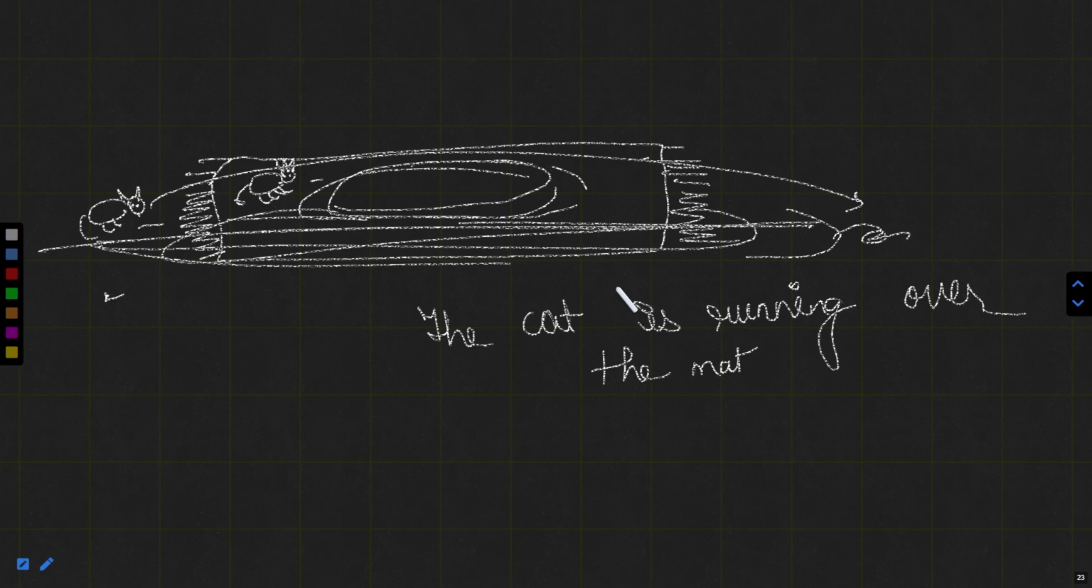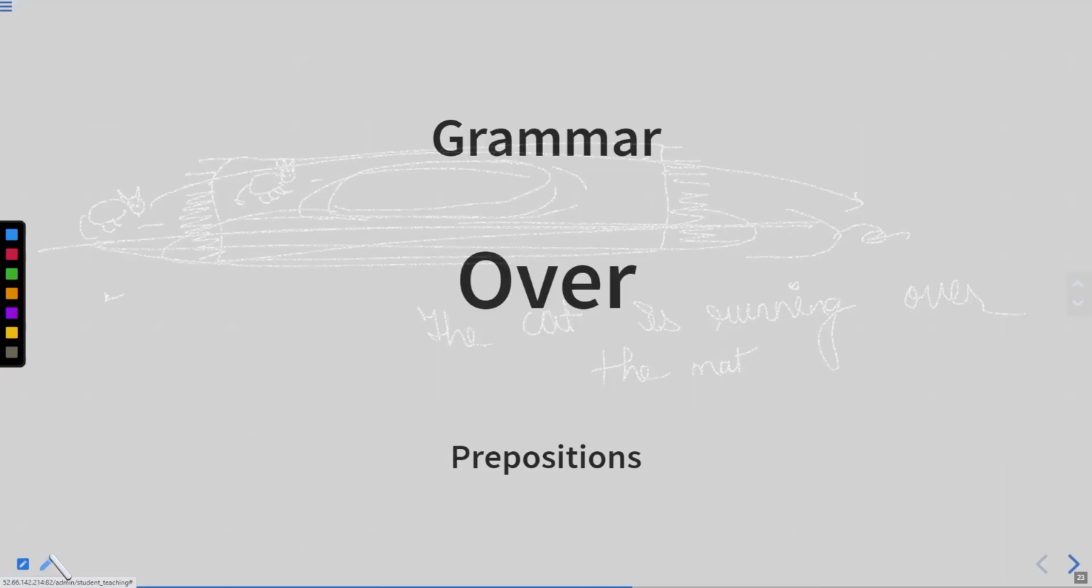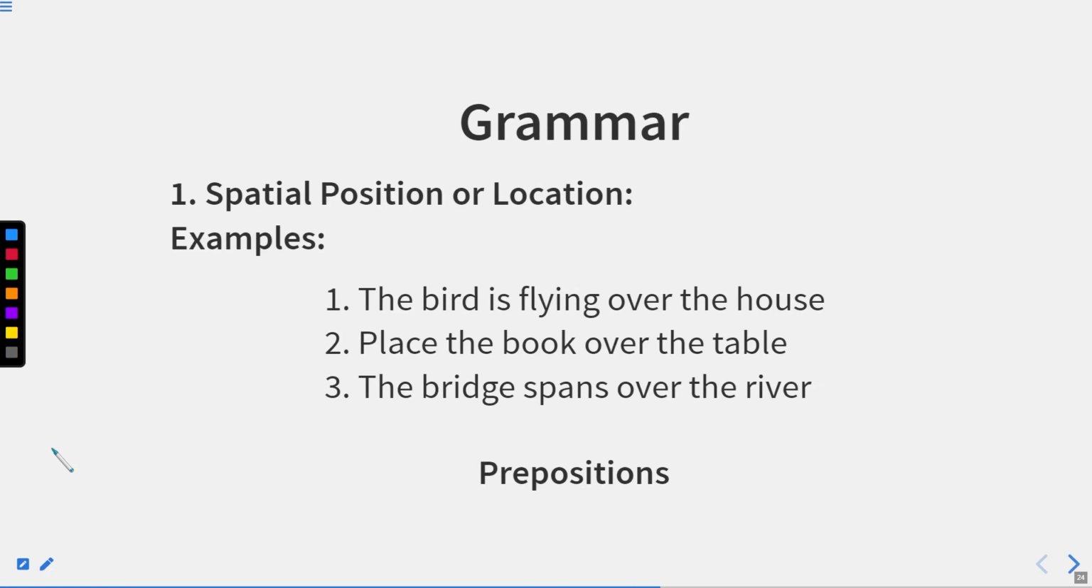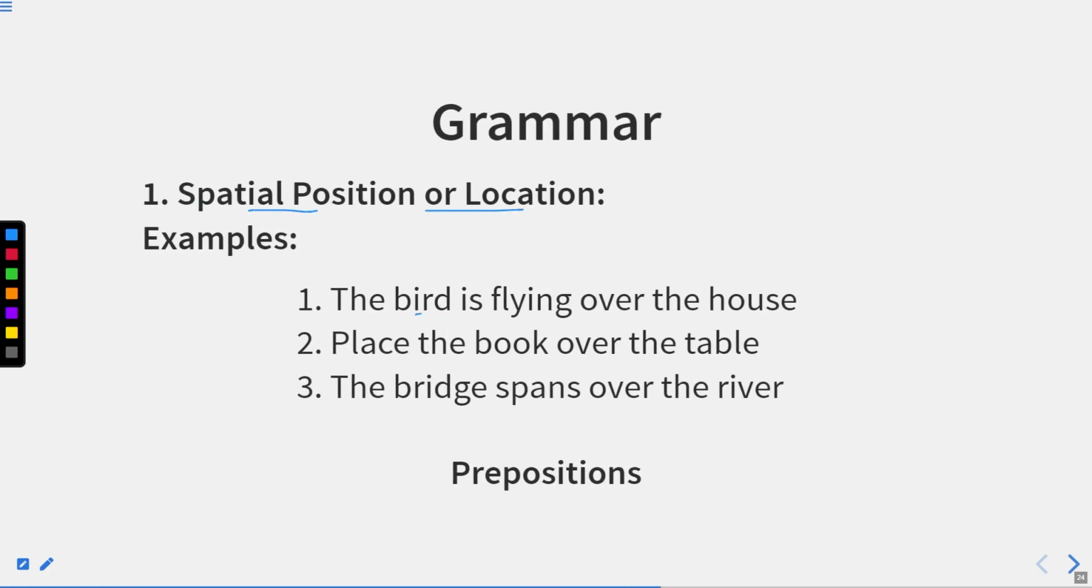Moreover, we can use the preposition over in some different cases as well. Let us discuss, then we'll discuss the difference between over and above. Spatial position or location. The bird is flying over the house. It means the house is here and the bird is flying over it. So we can use over. Now, can we use above here? Well, yes, but we'll discuss that later on. Place the book over the table. Over the table means just above the table. The bridge spans over the river. It means the river is here and the bridge is here.